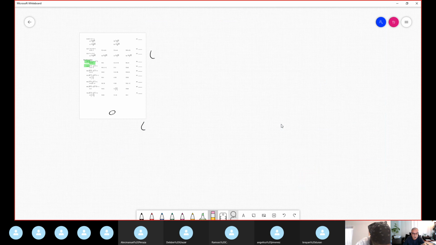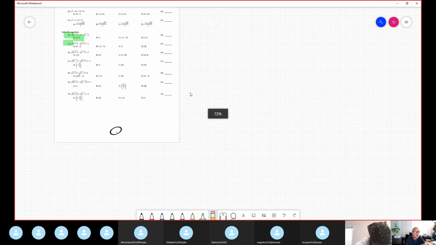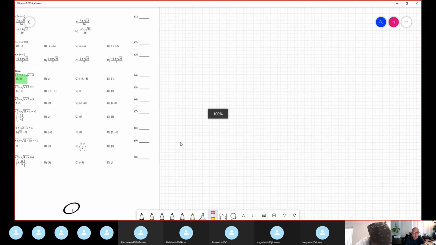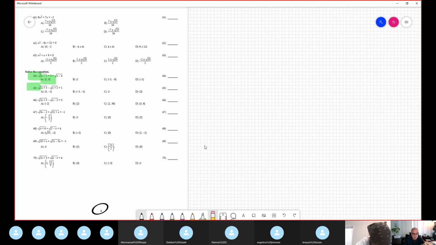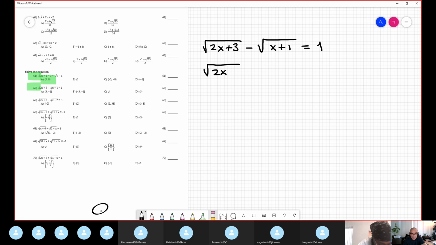Boom. Okay. So basically, let's move on to the 65 problem. Case: square root of 2x plus 3 minus square root of x plus 1 equals 1. Okay, in this case, I isolate one radical. In my opinion, the best way is to move this radical, the radical x plus 1, to the right hand side.